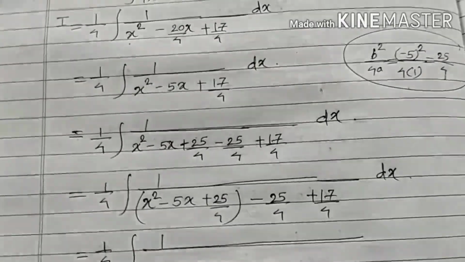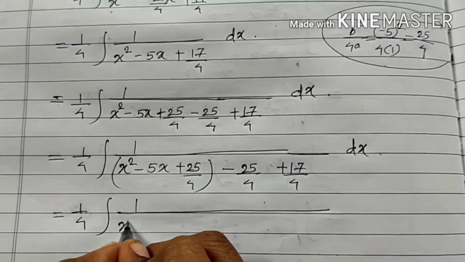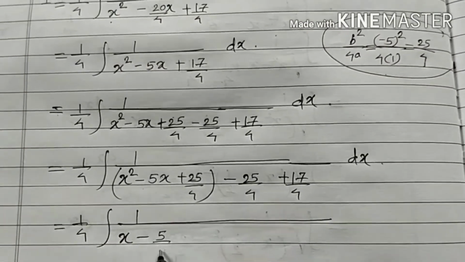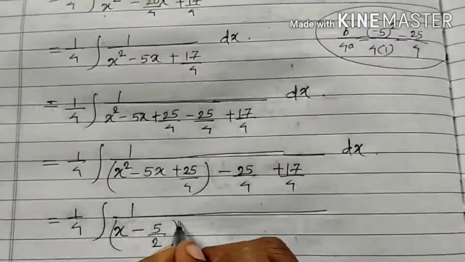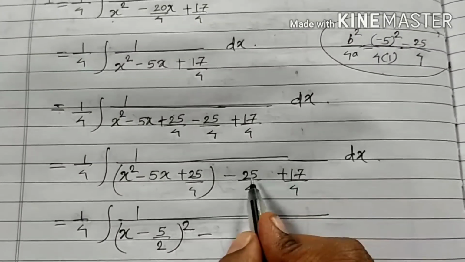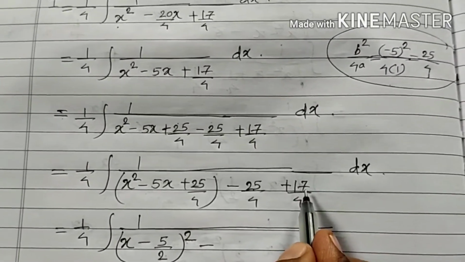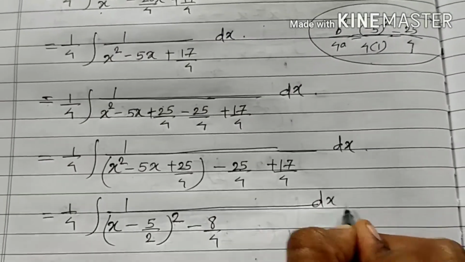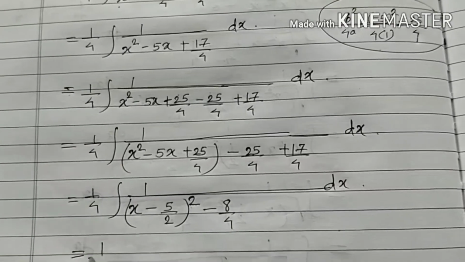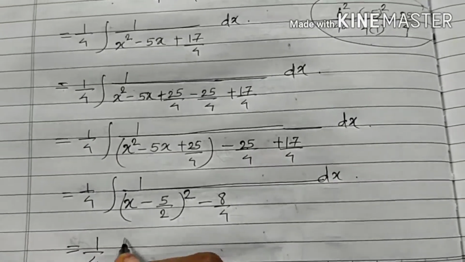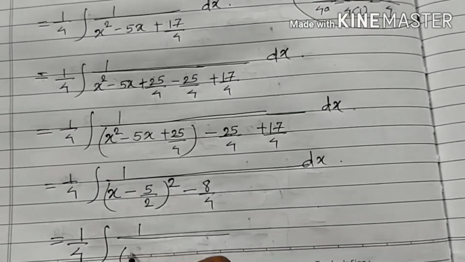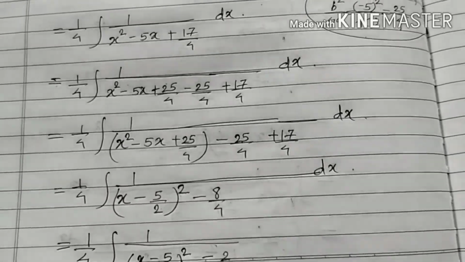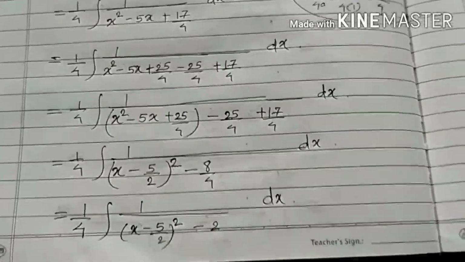Now next, this is the square of x, this is a minus sign, this is the square of 5/2, that's why it is a whole square. And 25/4 plus 17/4 means minus 8/4 dx. So it will become 1/4 integration of (x minus 5/2) whole square minus 2 dx.